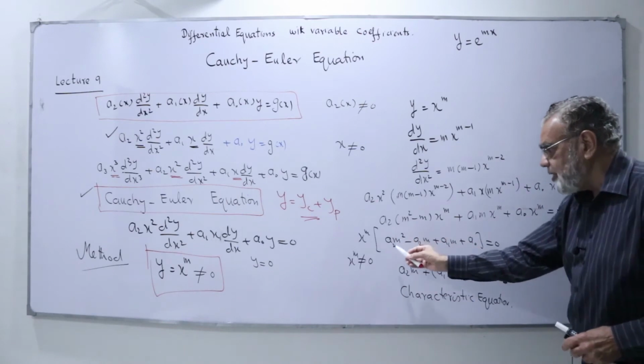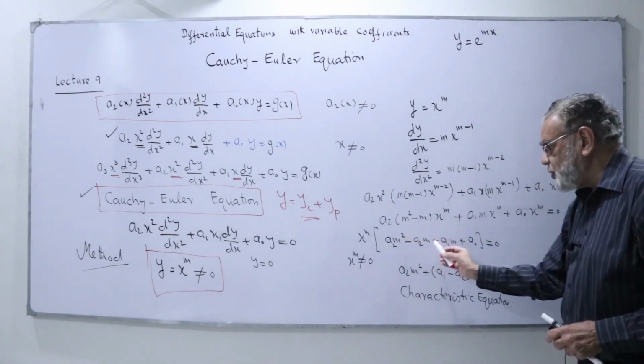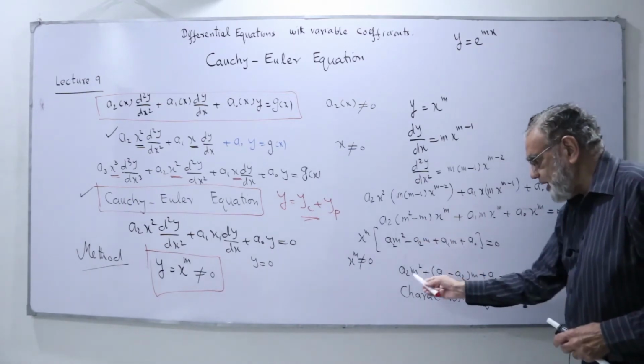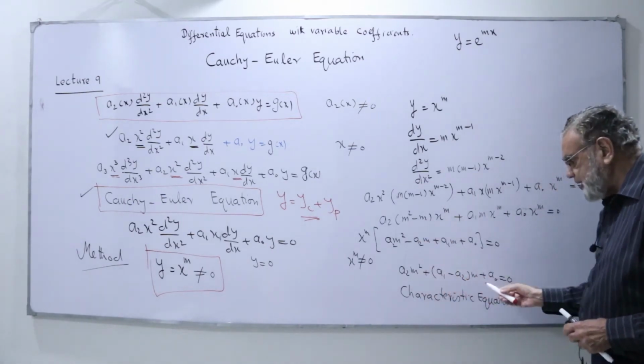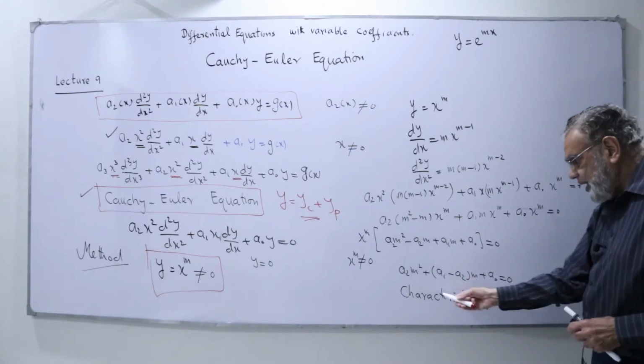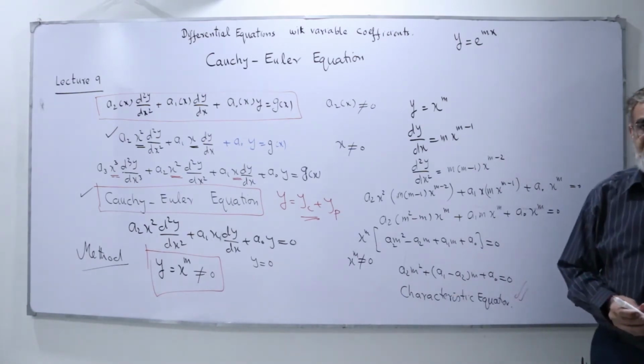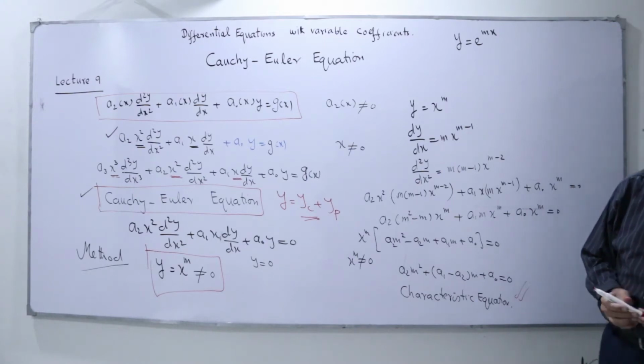We take x to the power m common, we get a2 m square, a2 m, then we have a1 m and a0. And then we write this one, we get a2 m square plus (a1 minus a2) m plus a0. This we call a characteristic equation, and we will discuss the roots and solution related to that one for this differential equation.